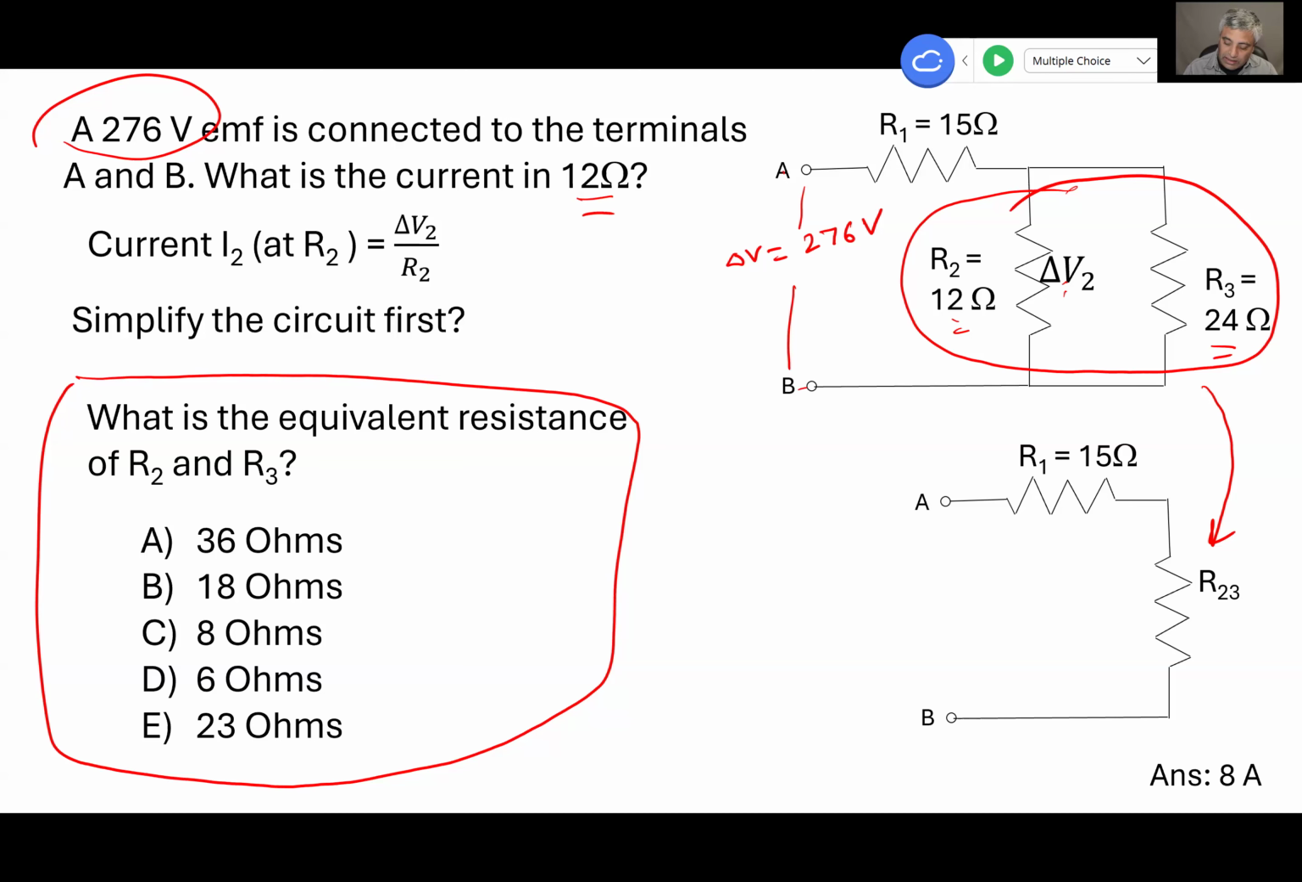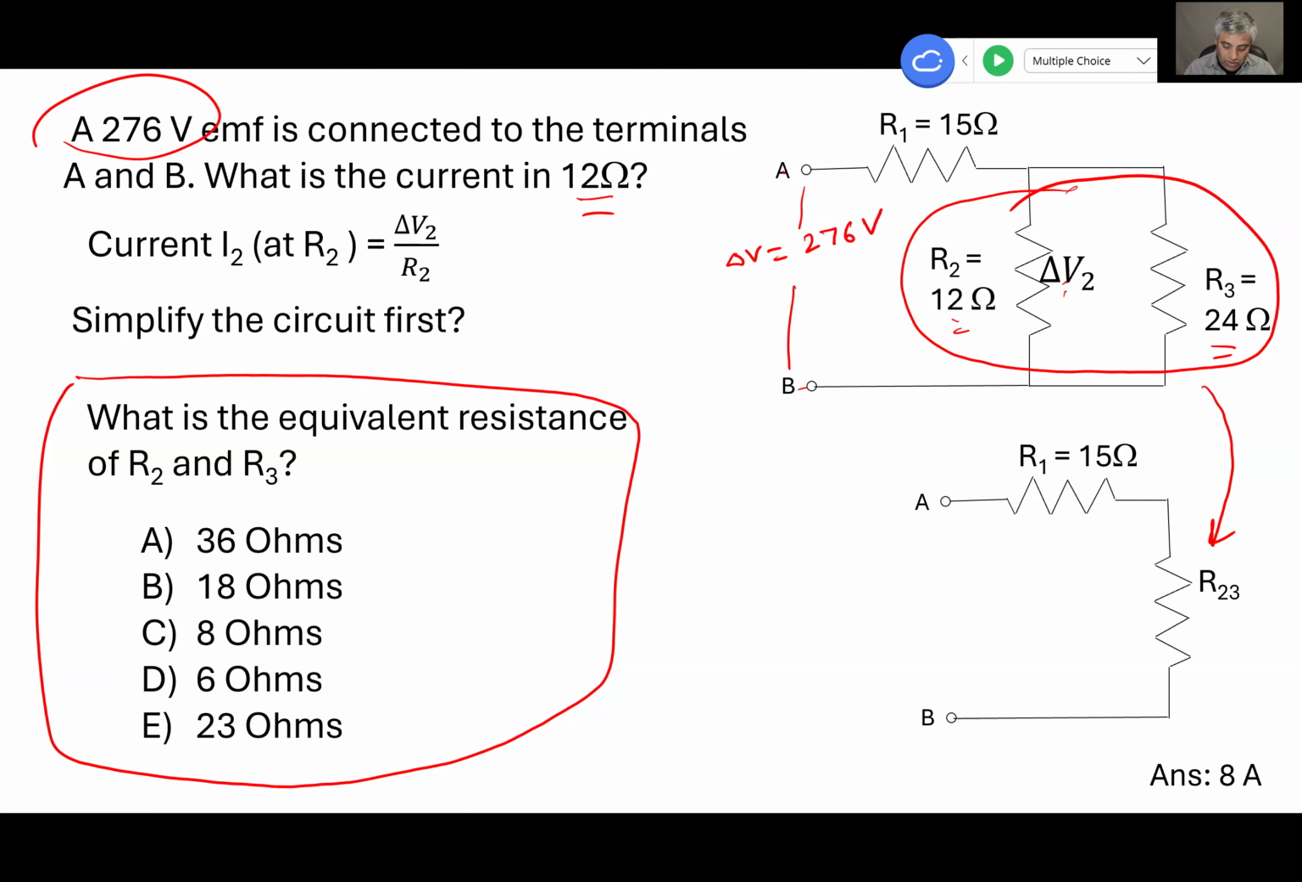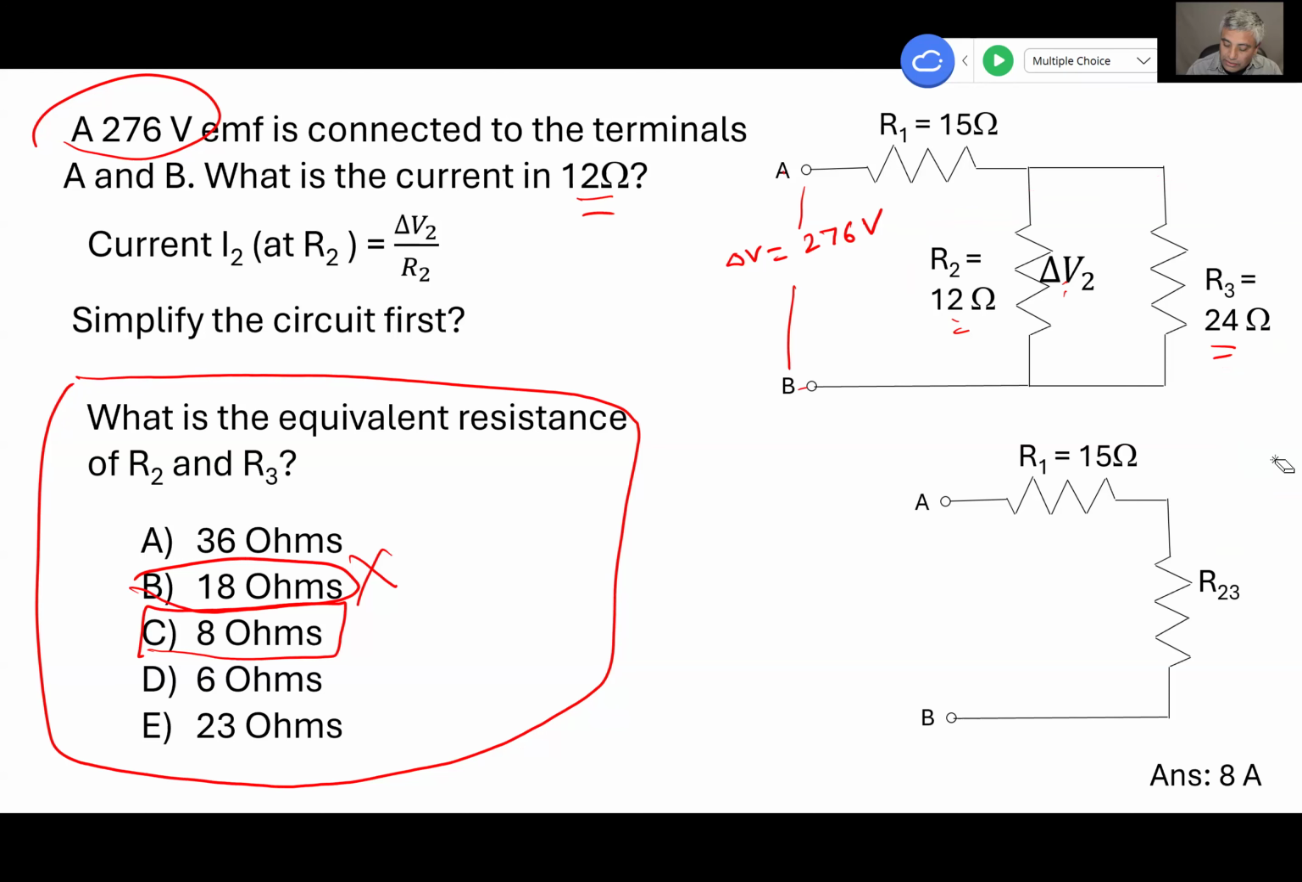Okay, let's see what we got here. So B and C kind of competing. Okay. So when two resistors are in parallel, what happens? The equivalent resistance is going to be smaller than the smallest one. So that's why the 18 is not the correct answer. Use the formula and figure that out, folks. Okay. So this is 8 ohm.